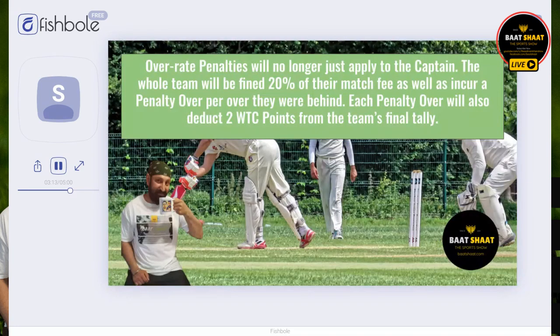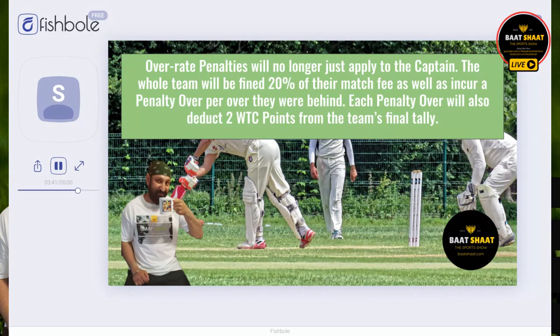Over rate penalties. The world's changed when it comes to over rate penalties. Back in the day, it used to be just the captain responsible. 20% of the fine used to come out of his match fee, and then he was penalized with a suspension if it happened more than once. The suspension rule is gone, but now the fine of 20% of the match fee applies to the whole team. Each player will be responsible to pay that fine out of their match fee.